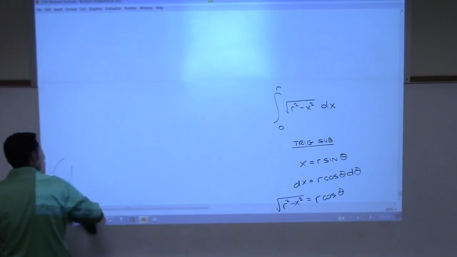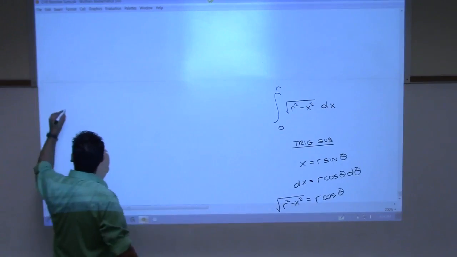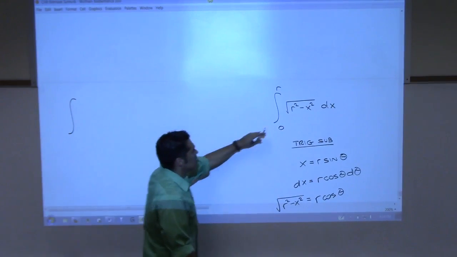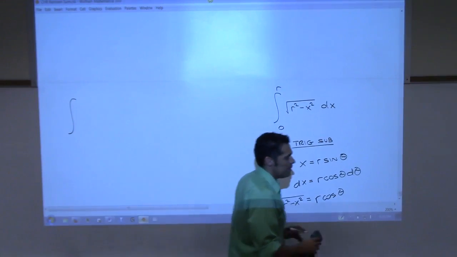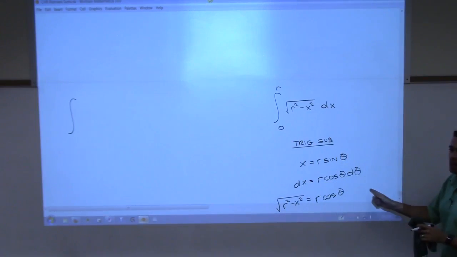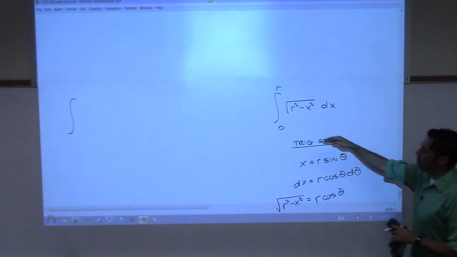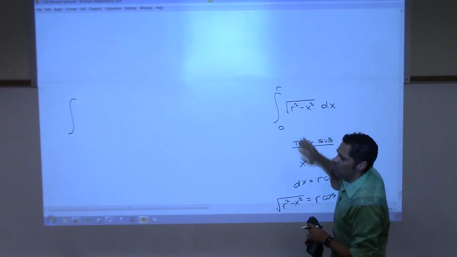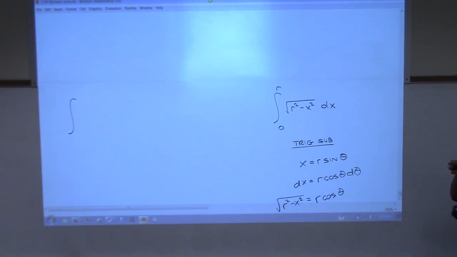So what I'm going to do is I'm going to rewrite this integral, but I'm going to leave the 0 and the r off right now. And the reason I'm leaving it off is because I'm about to switch from x to theta. So this is my restrictions on x. X goes from 0 to r. I don't want to put that on the new integral because my new integral has thetas in it. I'll come back to that.